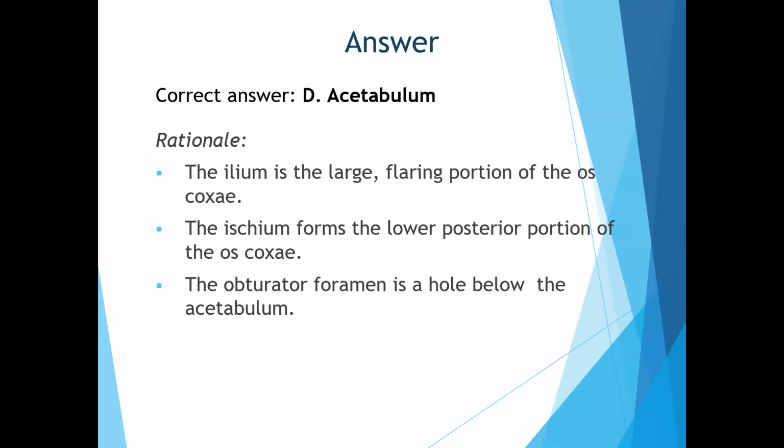Remember, that was one of the few extra terms I wanted you guys to know when we talked about that slide. So the ilium is the upper flaring portion of the os coxae. The ischium contains our lower portion, that's our sit bone. And then the obturator foramen is a hole below the acetabulum. Like I said, you guys don't need to memorize that necessarily.